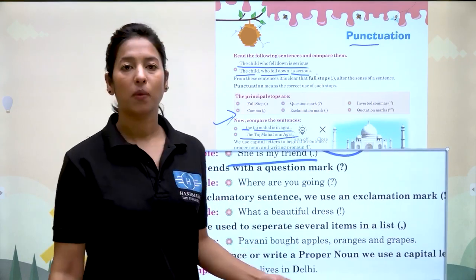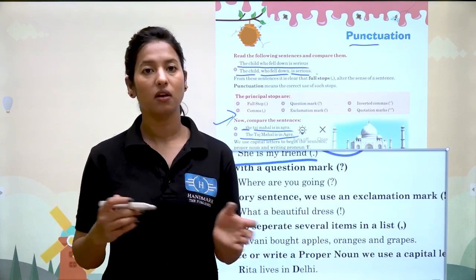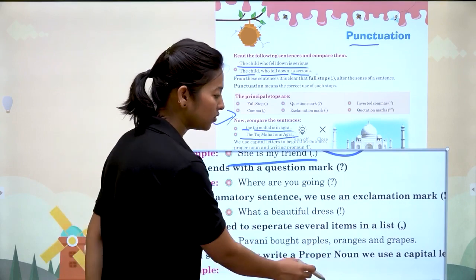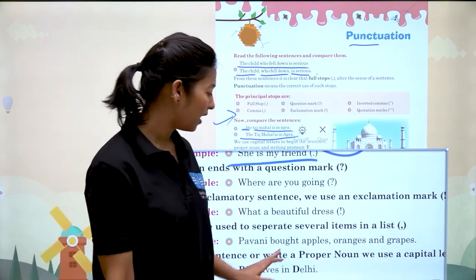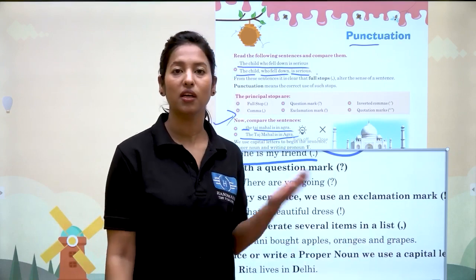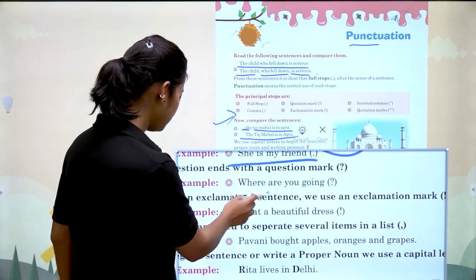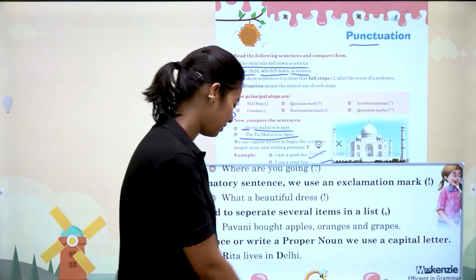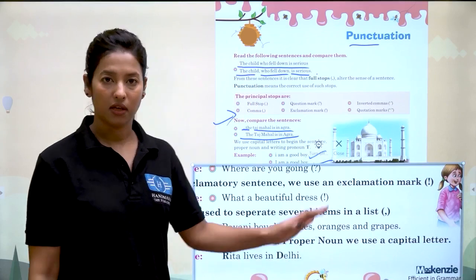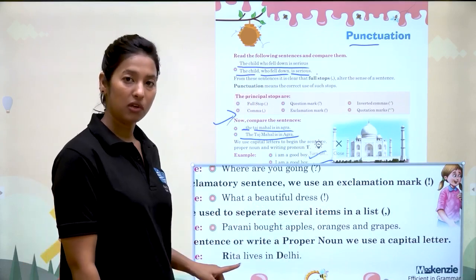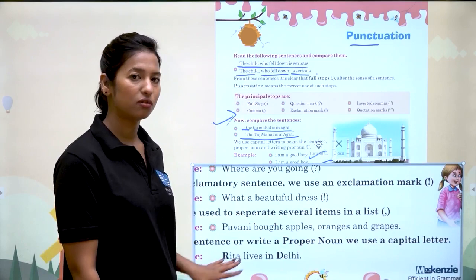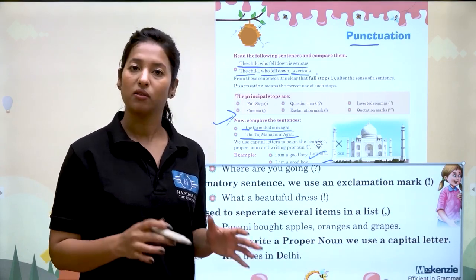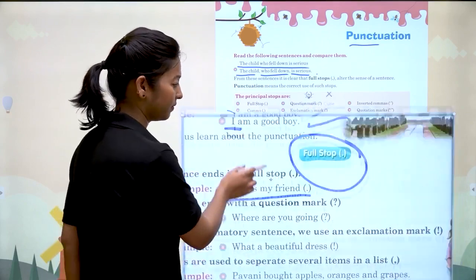Now, we use comma to separate different words or set of words. For example, Pavani bought apples, oranges and grapes. So here we have separated different words using comma. The next thing is that to begin a sentence or write a proper noun, we use capital letter. Rita lives in Delhi. So here to begin a sentence, Rita is written in capital and Rita is also a proper noun. Similarly, Delhi is also a proper noun. So Delhi also has to be written in capital letters.